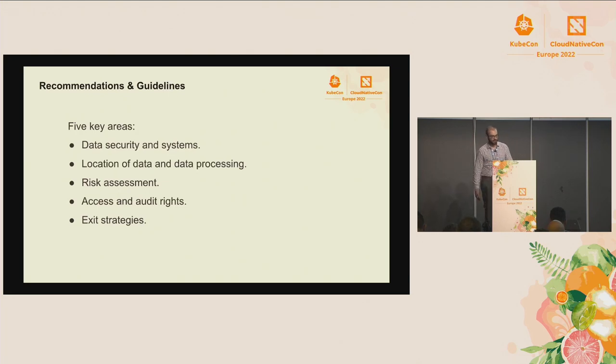First is data and system security. In these guidelines you can find that the most important thing we need to ensure is shared responsibility between us and the cloud provider. Where is the border? Especially in relation to threat detection, incident management, patch management. Where is the responsibility between the client and the cloud provider? Sometimes it should be written right in the contract, the border between us and them.